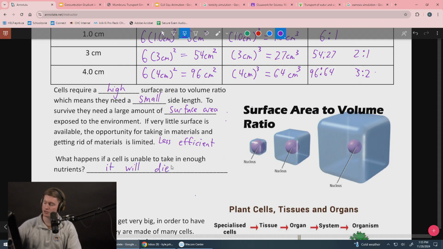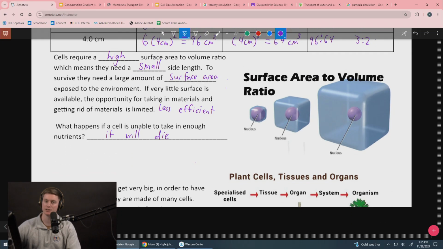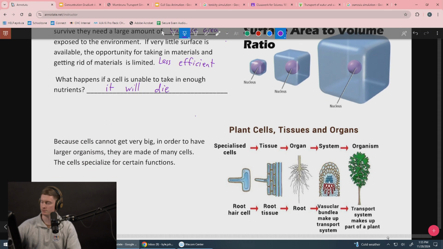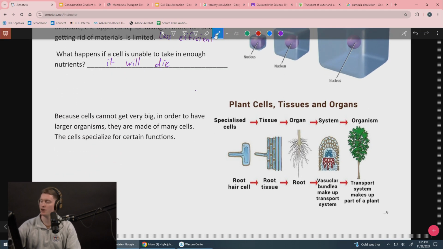So smaller cells are more efficient than larger cells. Because cells cannot get very big, in order to have larger organisms, they are made of many cells. So the cells themselves don't just get bigger, you get many cells, and then they specialize for certain functions. So multicellular organisms will have many types of cells in order to try and combat the problems with surface area and volume.